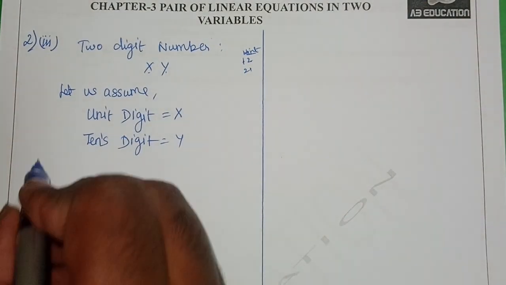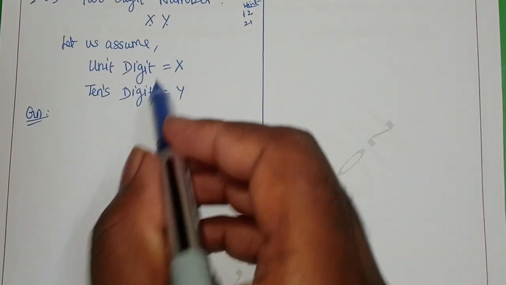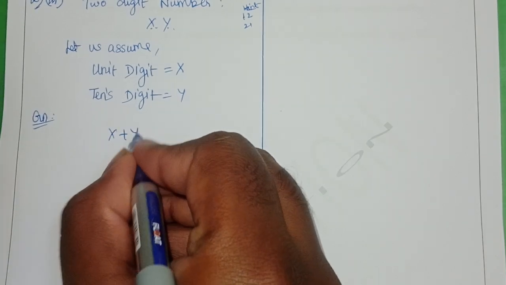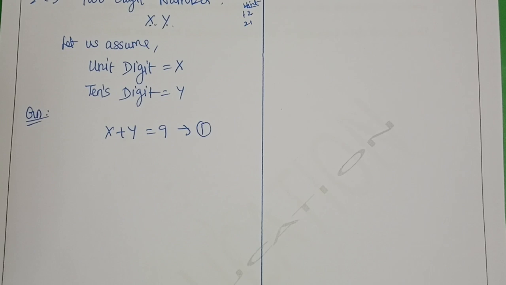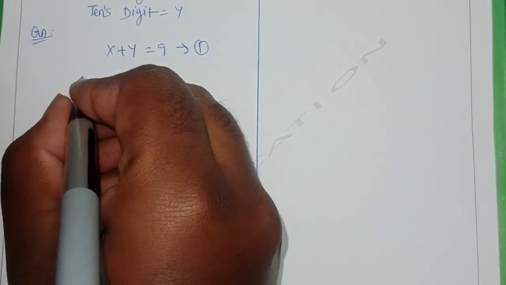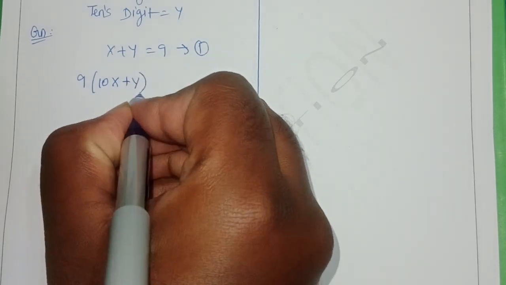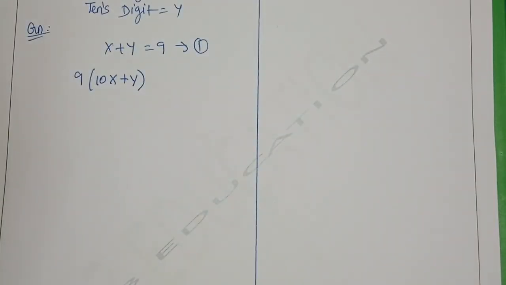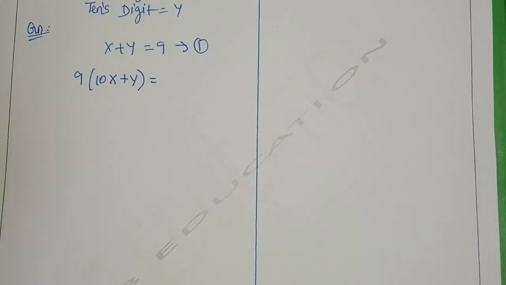Therefore, the given conditions: the sum of the digits of the 2-digit number is x plus y equal to 9. This is the first condition given. Next, 9 times the number. The number will be in the form of 10x plus y. As I said before solving the question, a 2-digit number will be in the form of 10x plus y. Is means equal to.